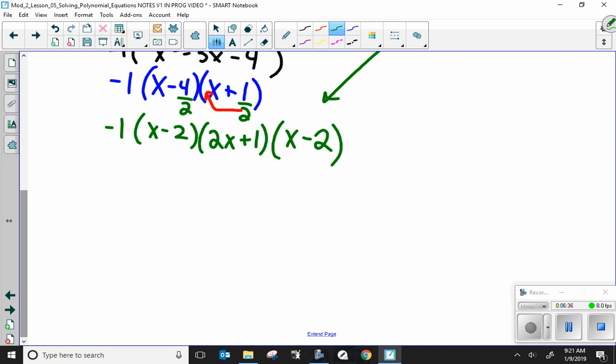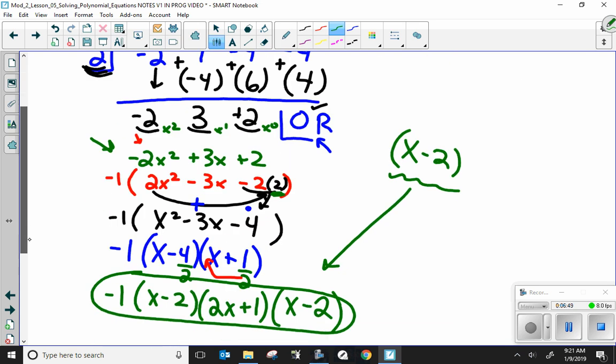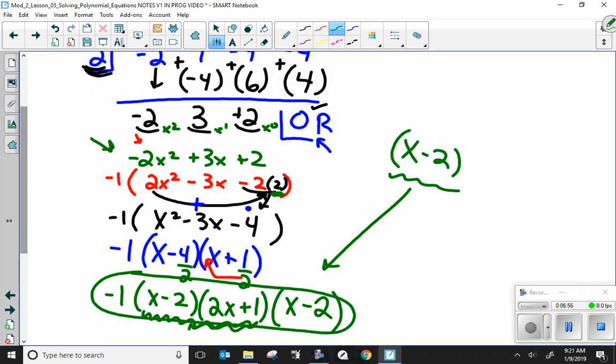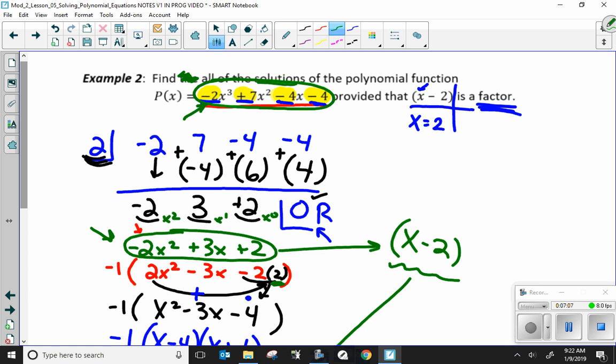Now, what do I have here? If I multiply all of this together, okay, I will end up with my original polynomial, okay? If I just multiply these two together, which is what I originally factored, I would end up with this, okay, the quadratic that I factored. But I still need to multiply that quadratic by the original factor to get my original polynomial, okay?